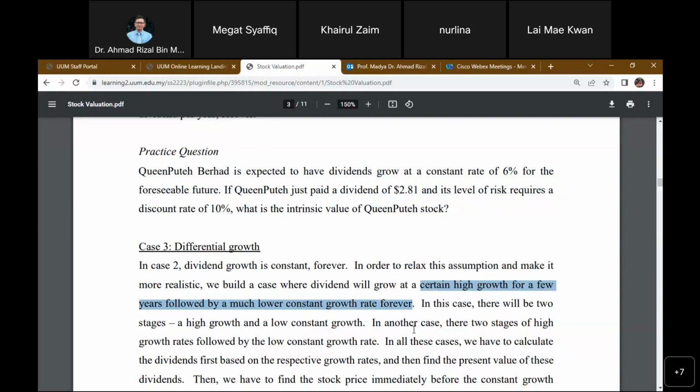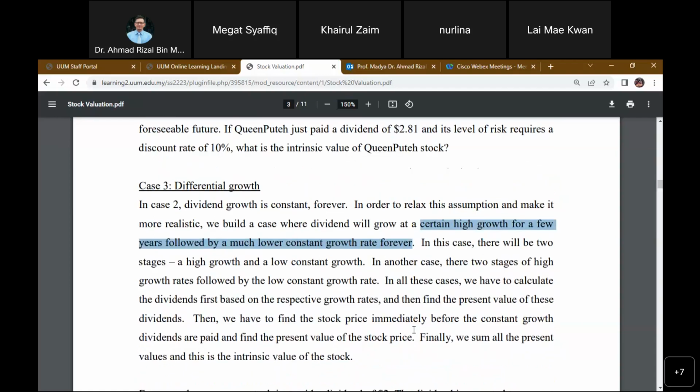Because logically, for many corporations, especially the younger ones, their growth rate in the early years is high because they are growing. But once they become more mature and more stable, then the growth rate will trim down into a much more stable, almost constant growth rate for a long period of time. So in this case, we have 2 stages. The first stage will be high growth, and the next stage is followed by the constant growth.